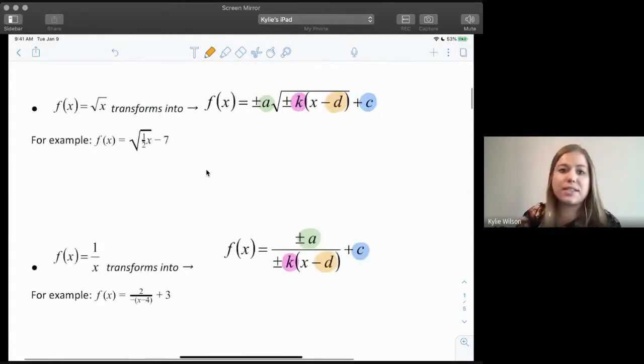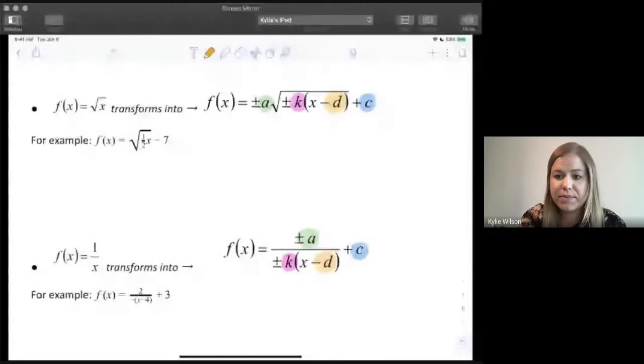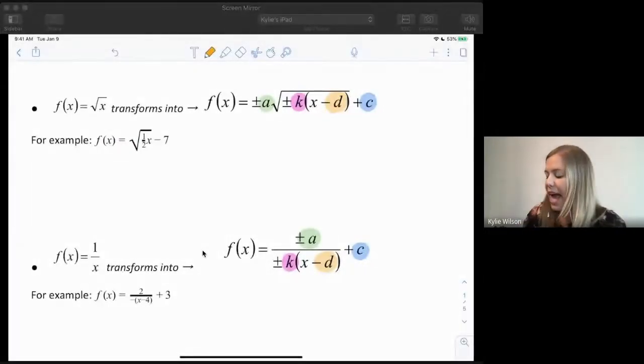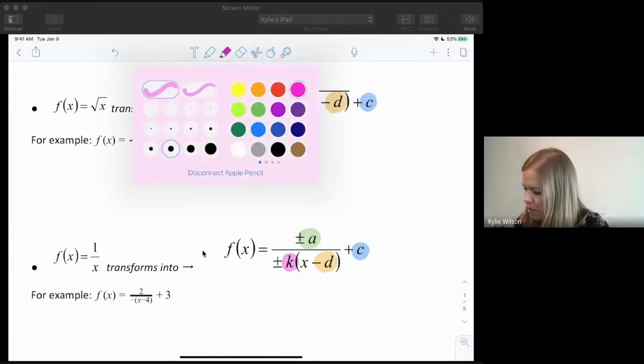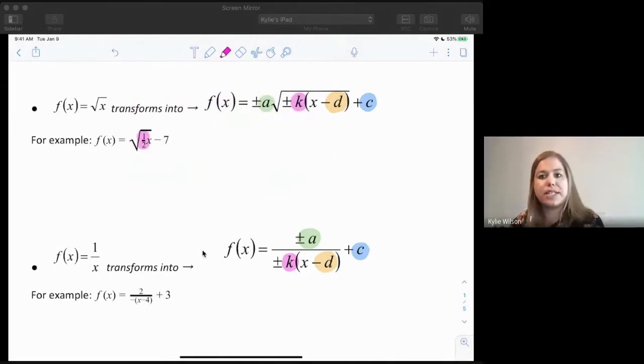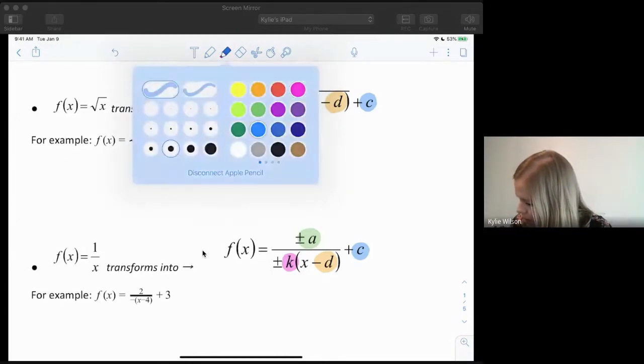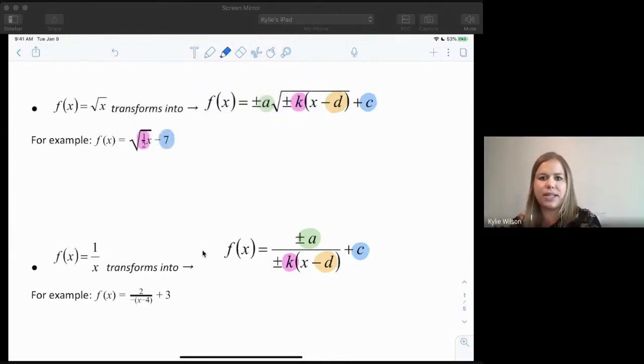Okay, let's look at our next one. So our next one is our root function. And our root function has the a out in front, and then underneath the square root is where we'll find our k and d. So that will help you to identify those. And then the c will be outside of the square root, just hanging out by itself. So if we look at this example, we don't have an a value. I do have a number multiplied in front of my x. So I do have a k value. And then I don't have a d value, but I do have a c hanging out on the end.